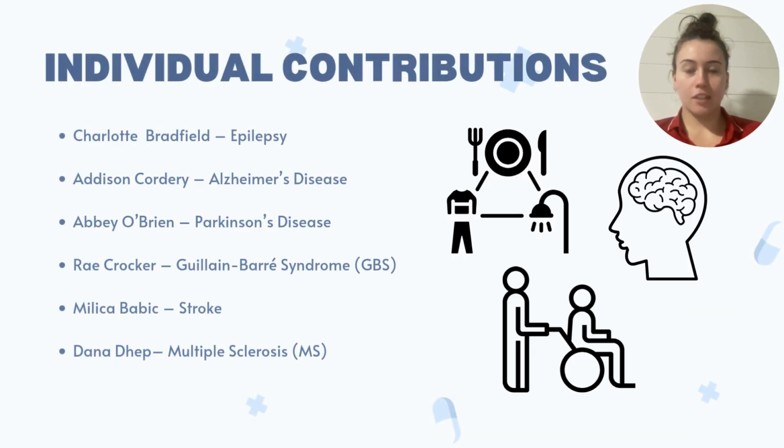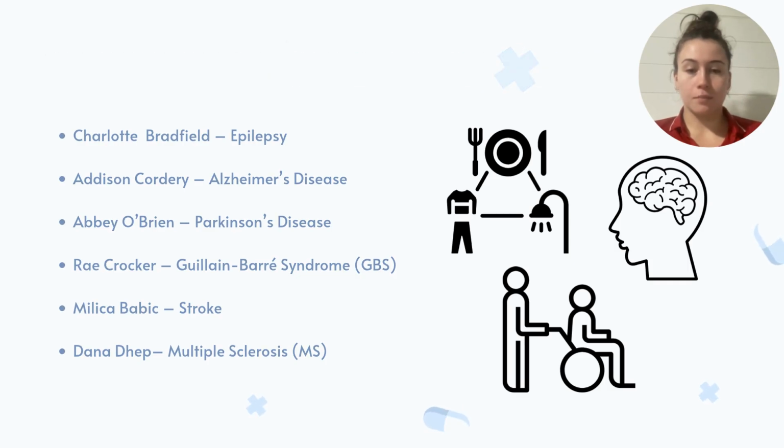For our report, we each chose a neurological condition to explore. I, Charlotte, chose epilepsy. Addison wrote about Alzheimer's disease. Abbey wrote about Parkinson's disease. Ray wrote about Guillain-Barré syndrome. Millie wrote about stroke. And Dana wrote about multiple sclerosis.